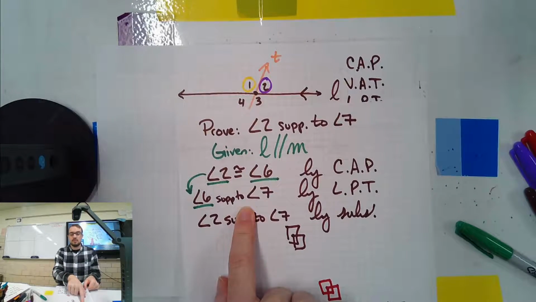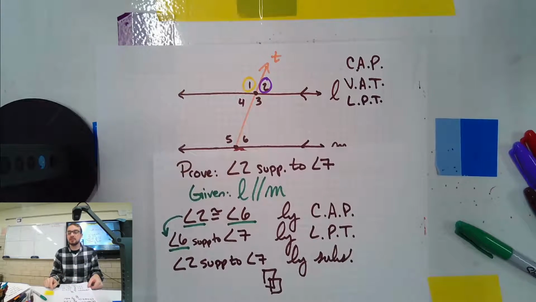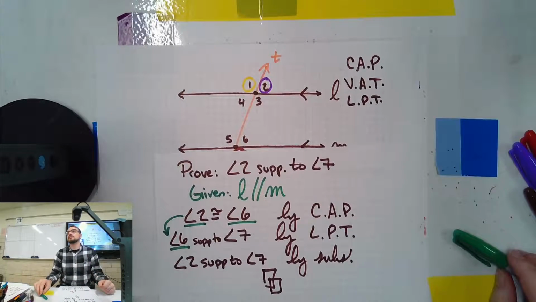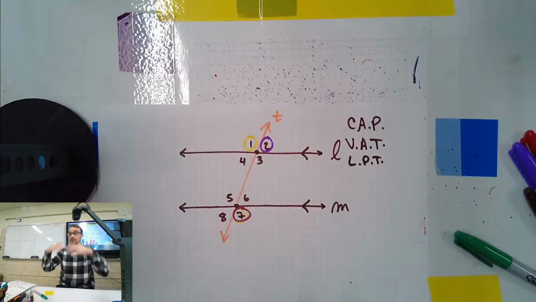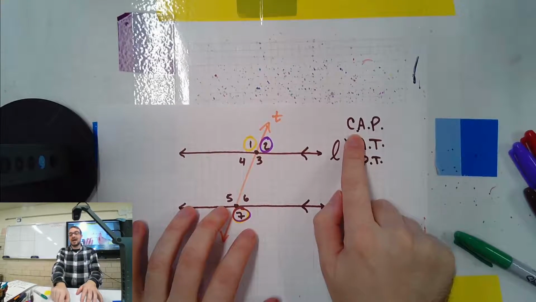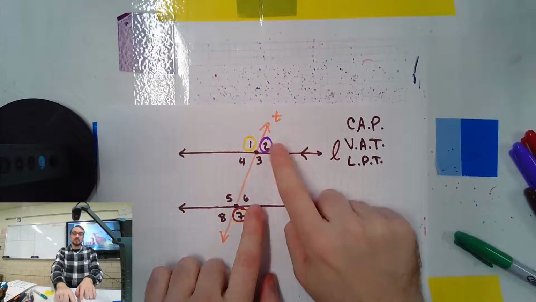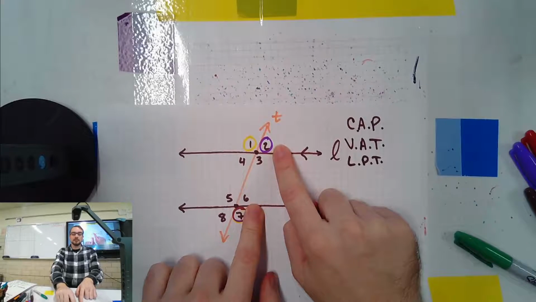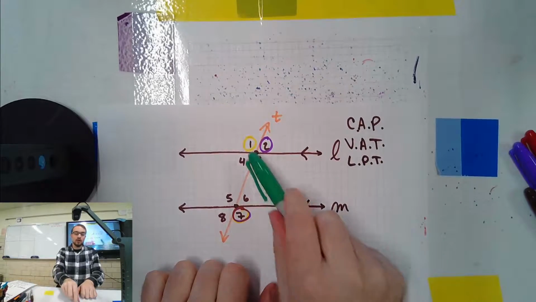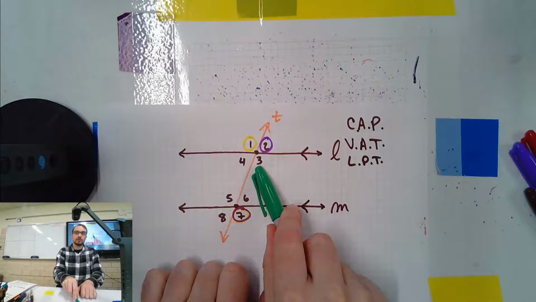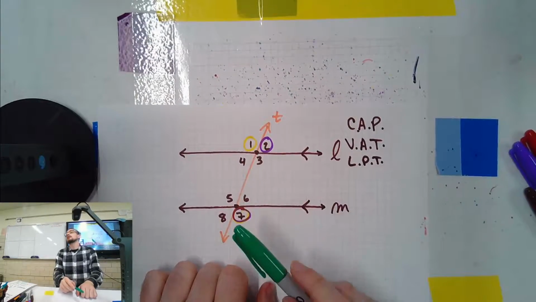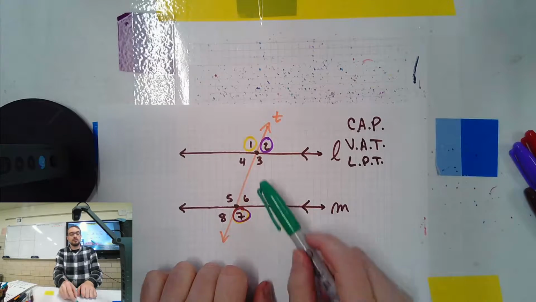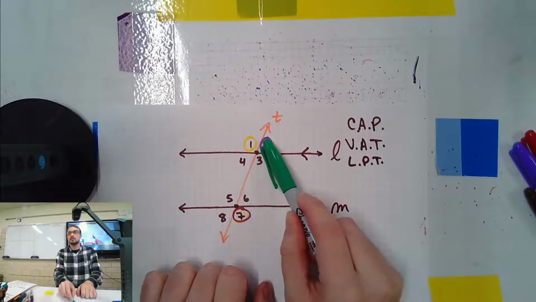What is what? VAT? Vertical angles theorem. So the three things you have to prove, or the three tools you have to be able to prove something are CAP, corresponding angles postulate, like 2 and 6 are the same because they're in corresponding spots, right? Vertical angles, like 1 and 3, because they're vertical angles theorem, right? And then linear pair theorem. 1 and 2 are supplementary, not congruent, right? They're on the same line. Same thing with 2 and 3.